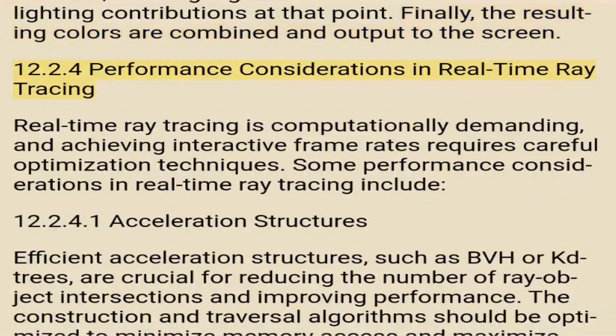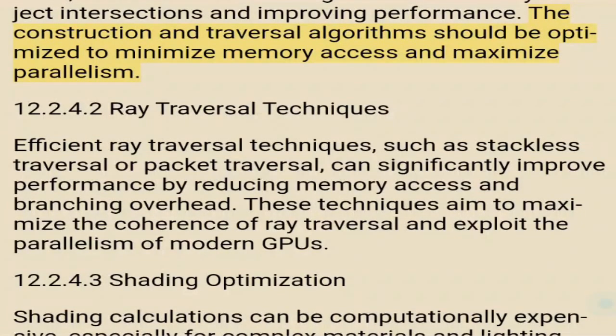12.2.4 Performance considerations in real-time ray tracing. Real-time ray tracing is computationally demanding, and achieving interactive frame rates requires careful optimization techniques. Some performance considerations in real-time ray tracing include 12.2.4.1 Acceleration structures. Efficient acceleration structures, such as BVH or KD trees, are crucial for reducing the number of ray-object intersections and improving performance. The construction and traversal algorithms should be optimized to minimize memory access and maximize parallelism.